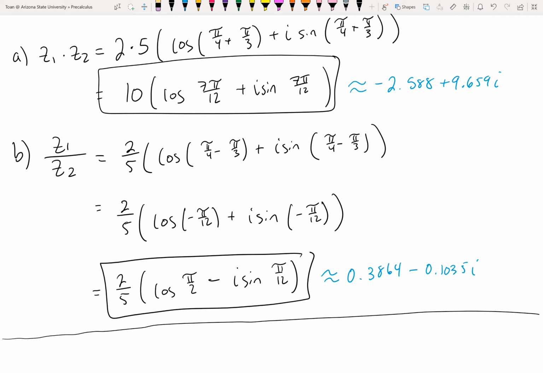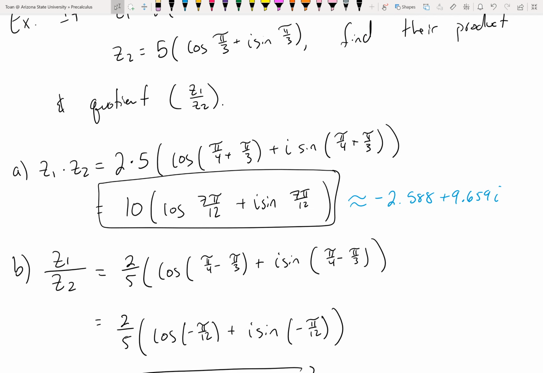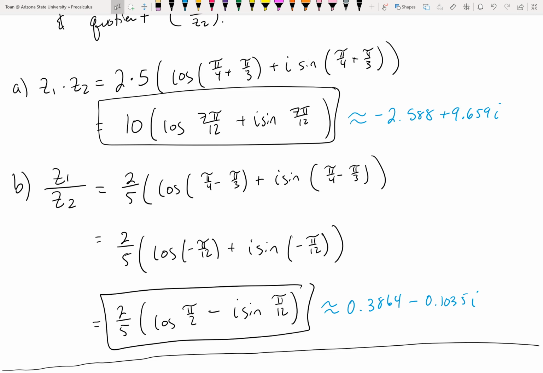But that's it. That is one cool, neat application of polar form. It gives us a way to multiply and divide complex numbers fairly quickly, fairly easily, in my opinion. Multiplication boils down to multiplying the modulus, adding the angles. Dividing boils down to dividing the modulus and subtracting the angles.